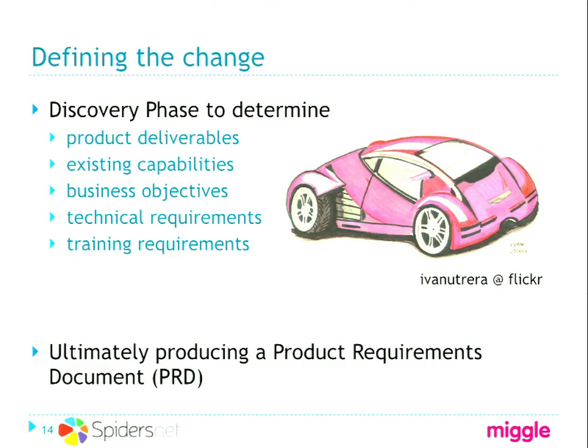In terms of actually defining what that change looked like, we did a discovery phase in the first instance to determine product deliverables, to look at the existing capabilities of the platform, to clarify all of the business objectives, to look at what the technical requirements of the new platform would be, and to also look at what the training requirements would be in terms of reskilling the existing team. And ultimately, the output of that was a product requirements document, or a PRD.